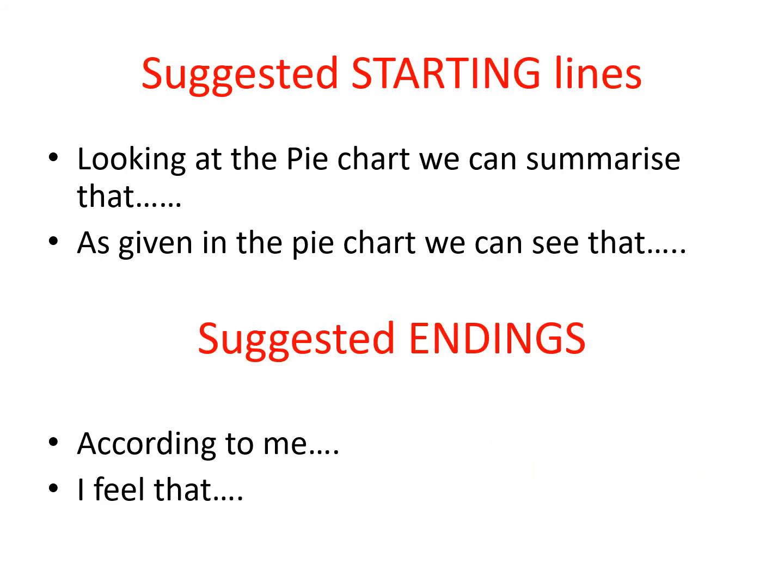Here we have some suggested starting lines and ending lines. So to describe your pie chart, this is how you can start. Looking at the pie chart, we can summarize that, or as given in the pie chart, we can see that, and the endings would be including your opinion. So that last line you can start with, according to me, or I feel that, and write your last line. These are only suggestive. You can write your own starting or ending lines.